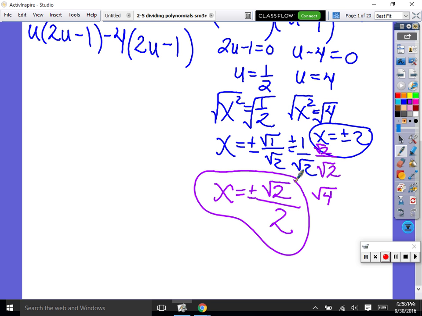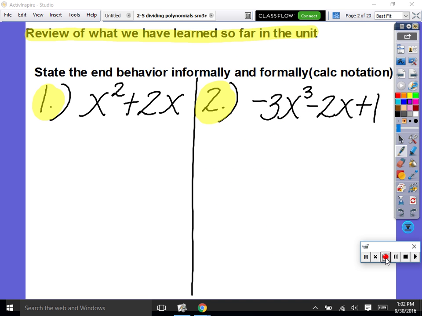Okay, I just want to spend a second and review a couple things from the unit. I'm going to make it a goal to review a couple things with you each time so that when we get to the test, you're like, I've seen this so many times that I know it, even though it's been a month. Okay? So remember, state the end behavior informally and formally. What is end behavior?